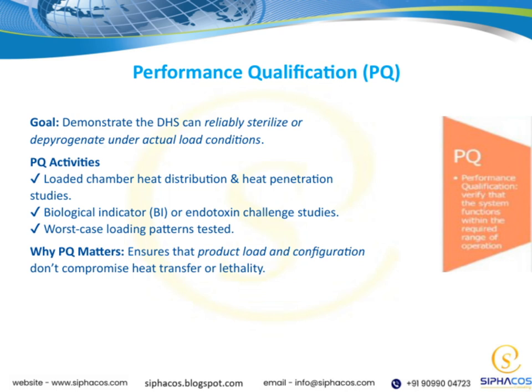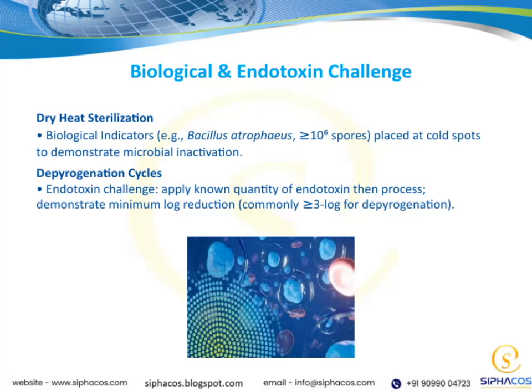Let's talk about the biological and endotoxin challenges involved in dry heat sterilization. First, for biological indicators, we typically use organisms like Bacillus atrophaeus with at least 1 million spores. These are placed in the cold spots of the sterilizer to ensure we're effectively demonstrating microbial inactivation throughout the entire process. The goal here is to confirm that the sterilization cycle can reliably kill these hardy spores, especially in the hardest-to-reach areas.